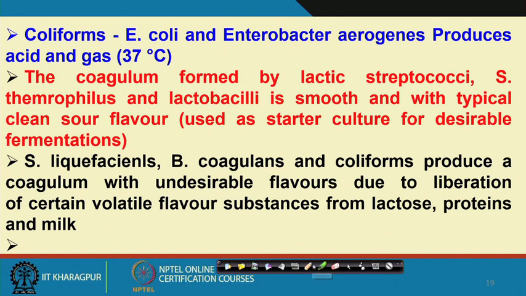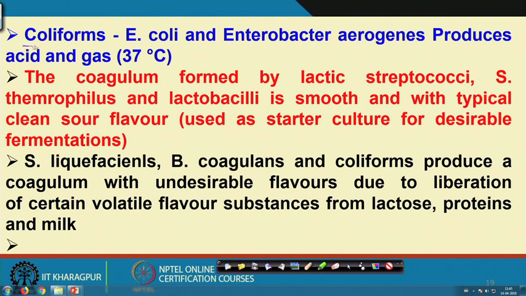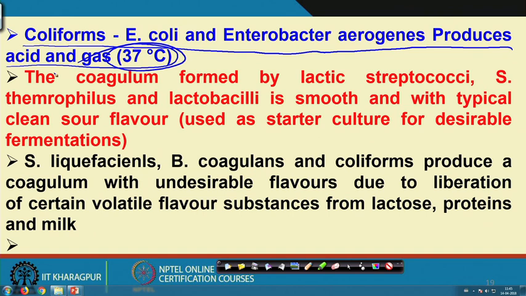Then coliforms, of course, coli means like E. coli and others, they are very, very dangerous pathogens, right. Normally, they are not allowed to be in any food material, but even if it is invaded, we should also know that coliforms, that is E. coli and Enterobacter aerogenes, produce acid and gas around 37 degrees centigrade. 37 degrees centigrade is our body temperature, so at the body temperature also, these coliforms can grow and multiply.